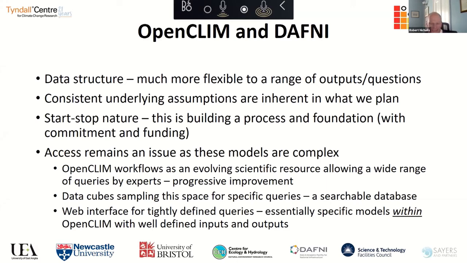Brian Matthews has been leading a group within OpenCLIM thinking about doing this. And within the OpenCLIM project, we're probably engaging with a generic question for DAFNI, because this is going to come up again and again: how do you make this more accessible? We haven't cracked this problem yet, but we're trying hard to, and learning about how we can make this as accessible as possible.